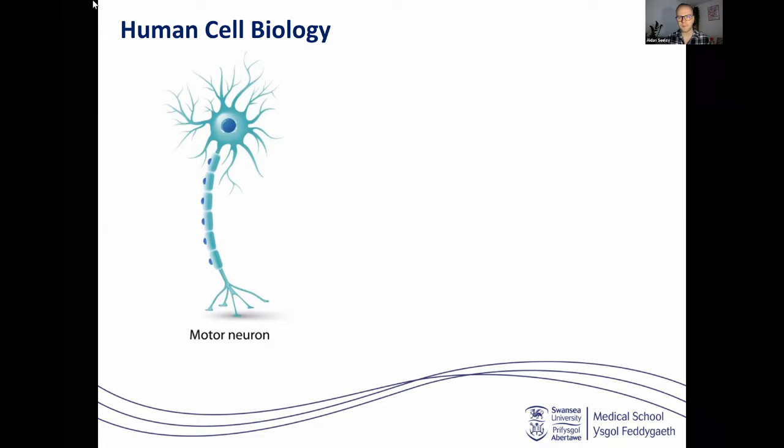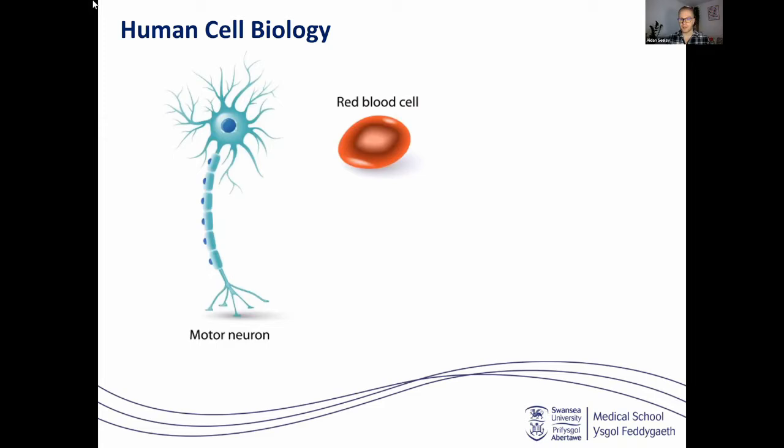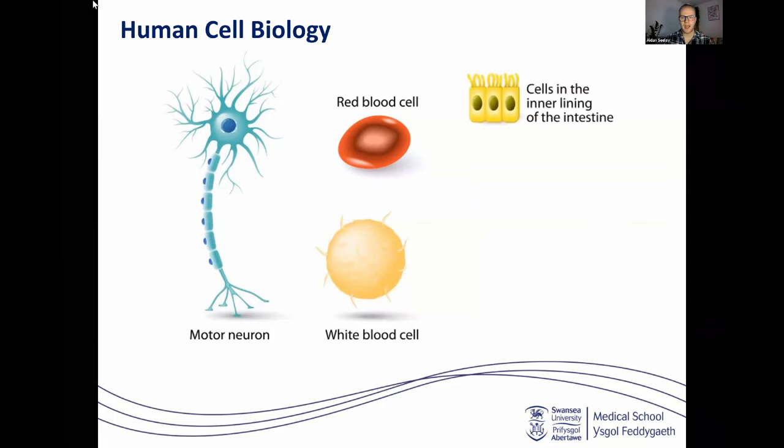But not all cells look like that. We have things like red blood cells. These don't have a nucleus, look very different in size, very different in shape, and obviously very different in function. And then things like white blood cells, again, very different in shape, size, and function. Then we have all these other cells, so things that are lining our intestines, our gastrointestinal tract.